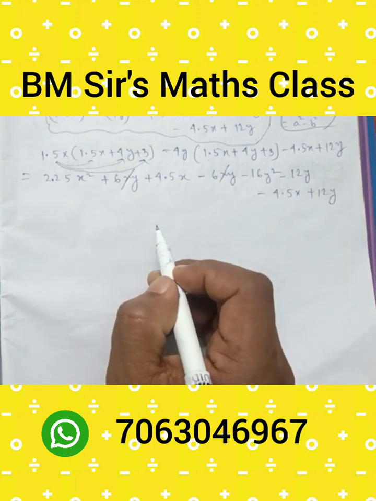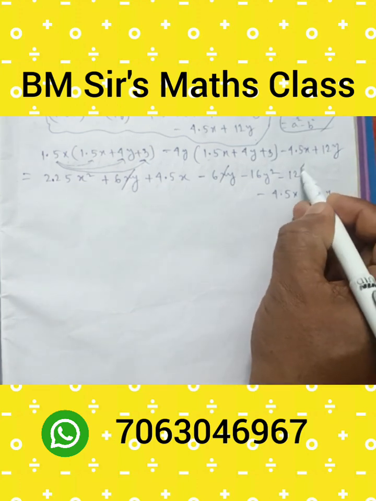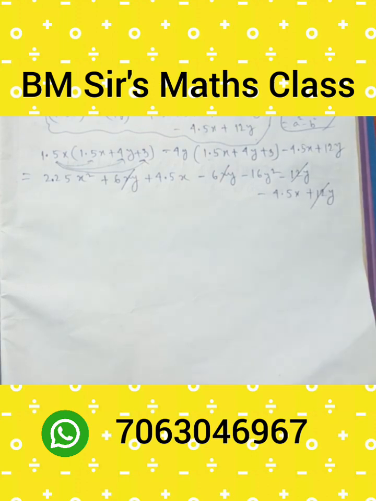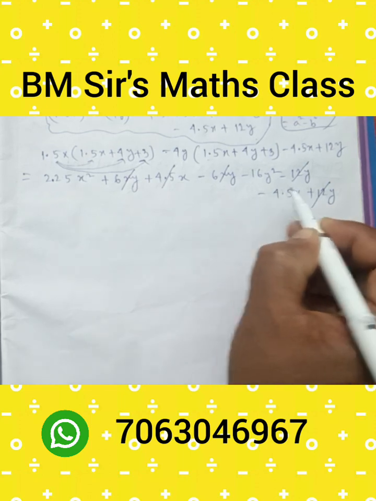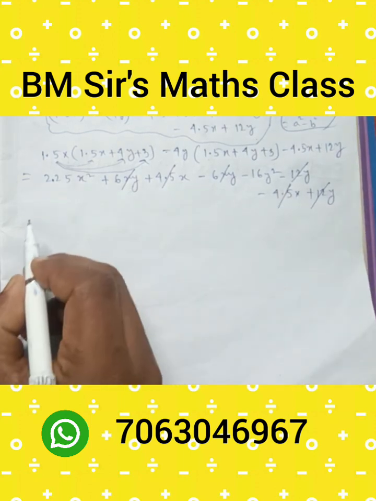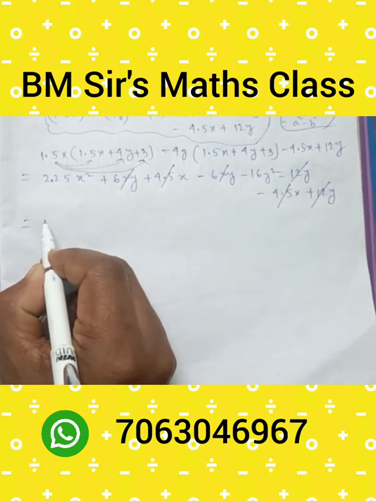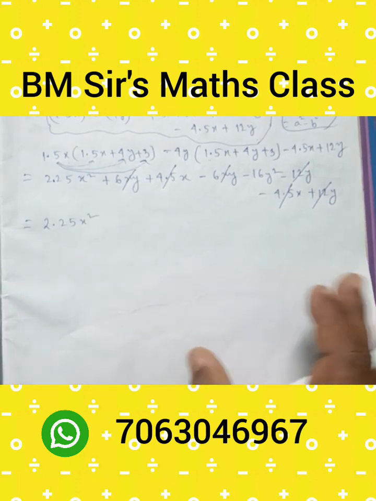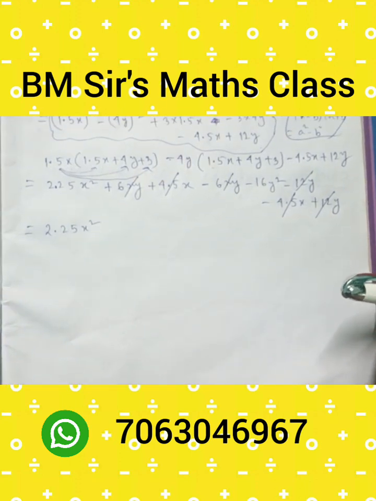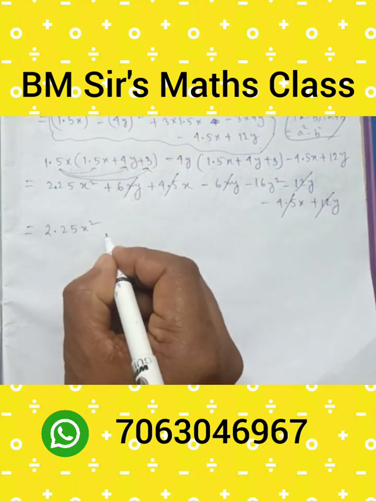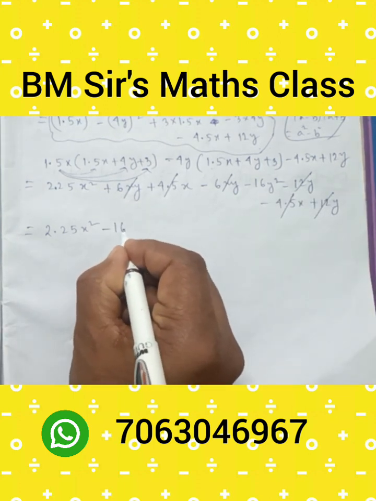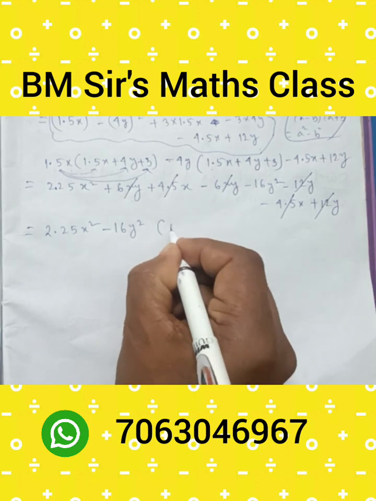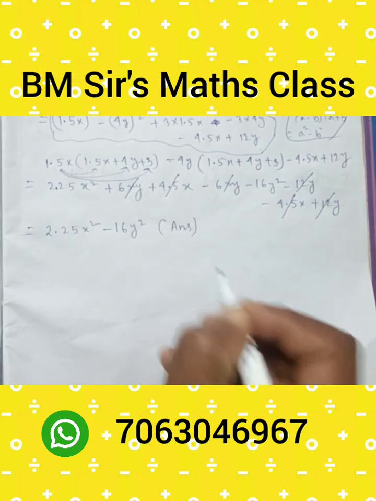Then minus 12y plus 12y will vanish. Plus 4.5x minus 4.5x will vanish. Only remaining terms are 2.25x square and here 16y square. Actually minus 16y square. This is the simplified answer.